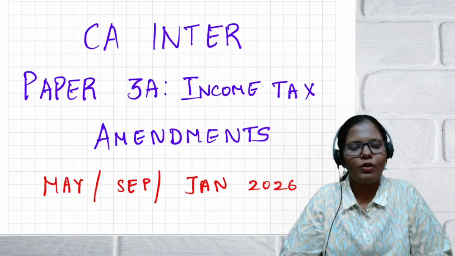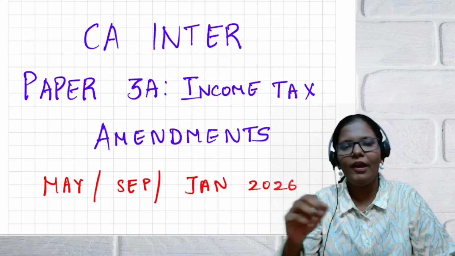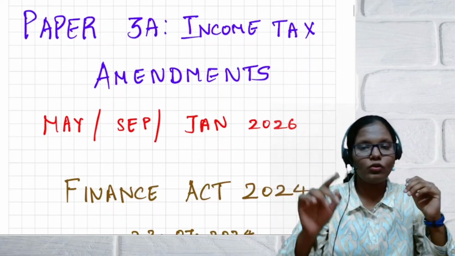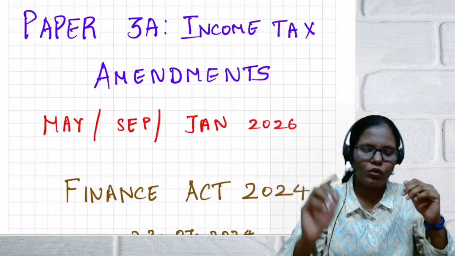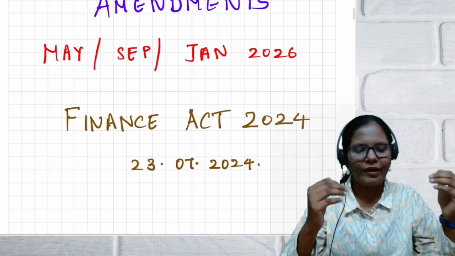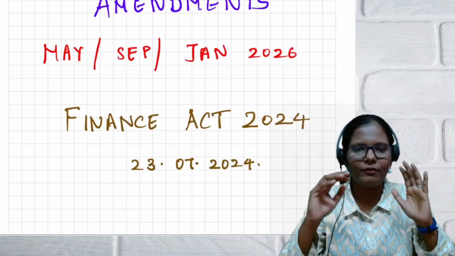So in this video we are going to see CA Intermediate paper number 3A income tax amendments, which is applicable for May 2025, September 2025 and January 2026. Up to Finance Act 2024, 23/7/2024, all amendments we will cover in this video.